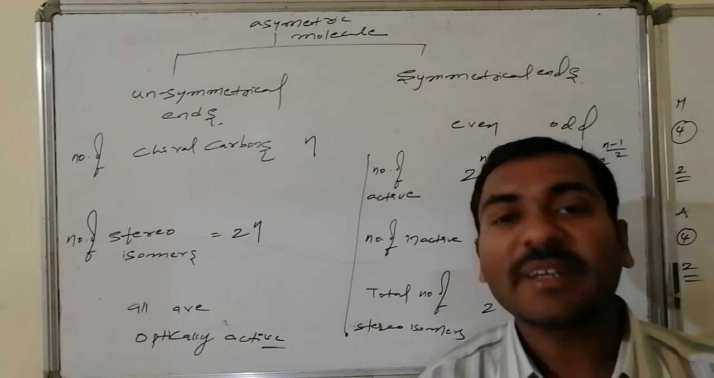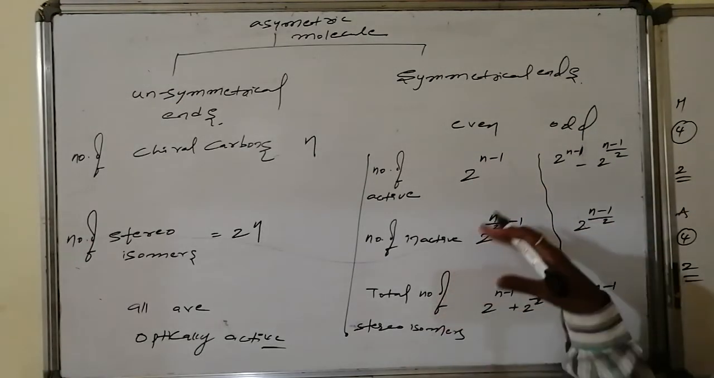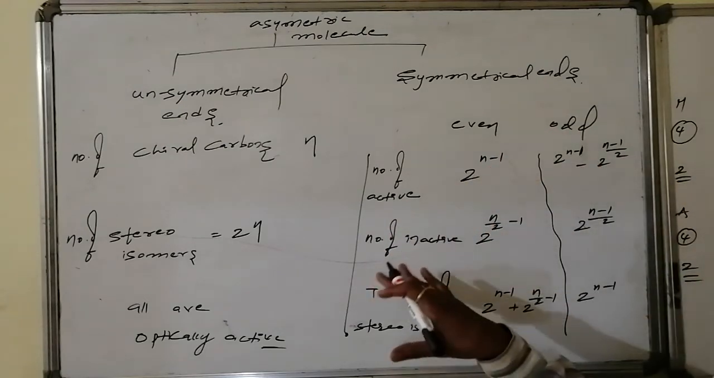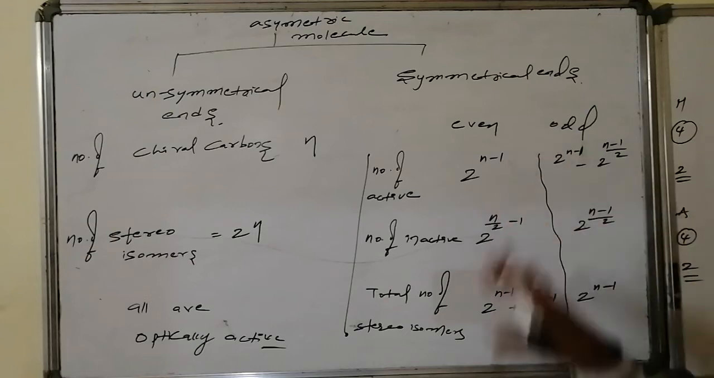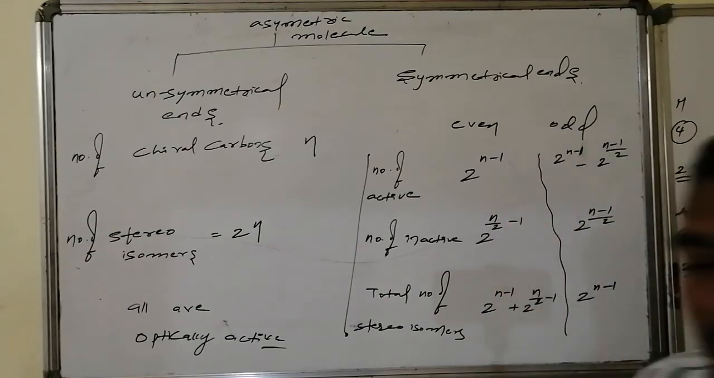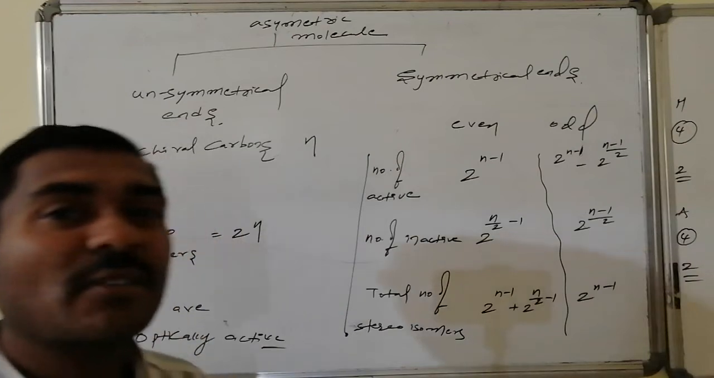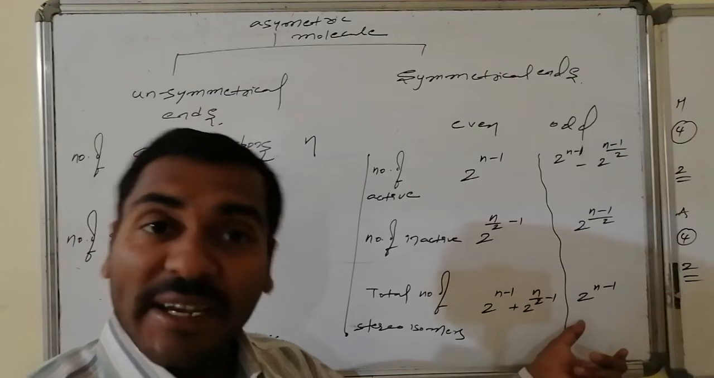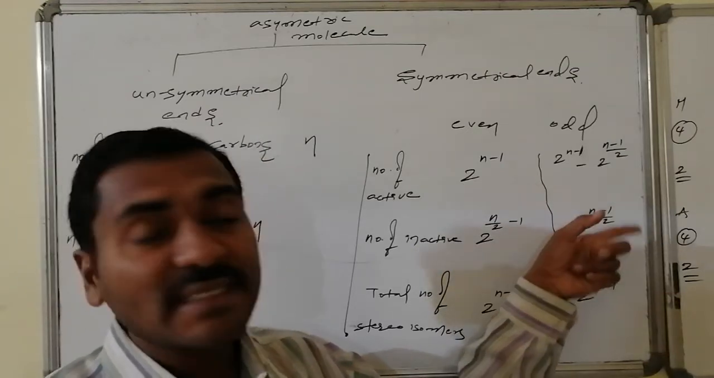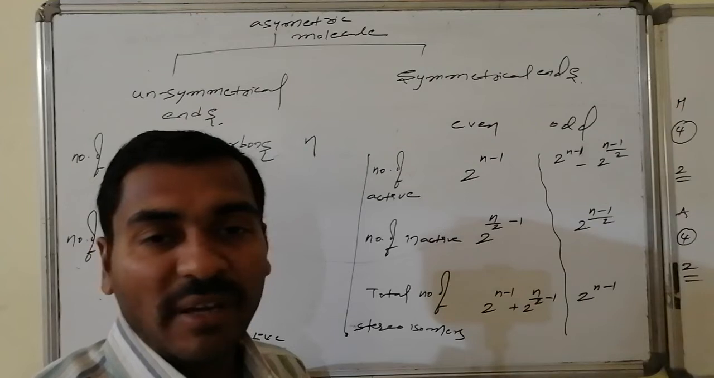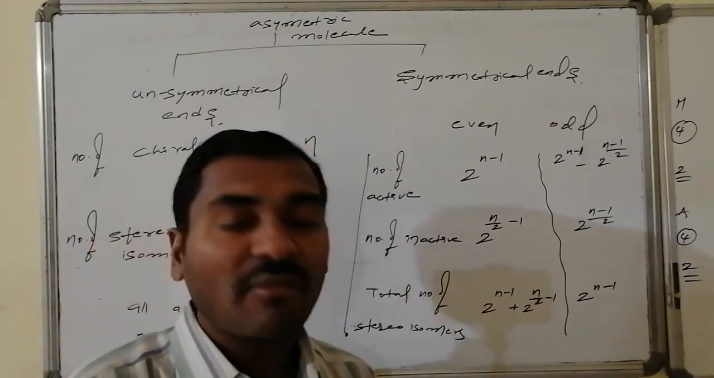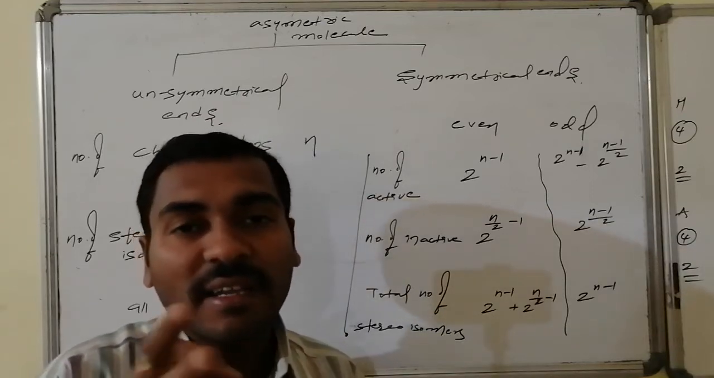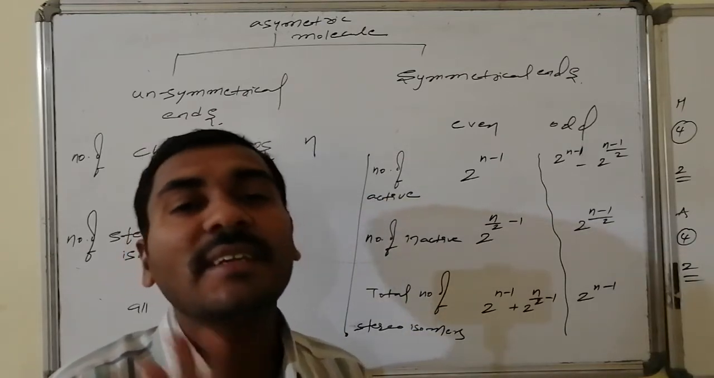If it has symmetrical ends, then for an even number of chiral carbons, the formulas are: number of active 2 power n minus 1, number of mesos 2 power n by 2 minus 1, total 2 power n minus 1 plus 2 power n by 2 minus 1. If it is odd, the total stereoisomers are 2 power n minus 1, meso isomers are 2 power n minus 1 by 2, and total active isomers are 2 power n minus 1 minus 2 power n minus 1 by 2. All of these were made clear in the previous examples by taking one chiral carbon and two chiral carbons with symmetrical and unsymmetrical ends, and odd chiral carbons with unsymmetrical as well as symmetrical ends.